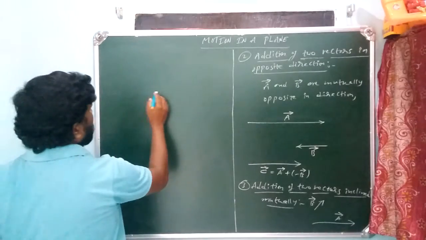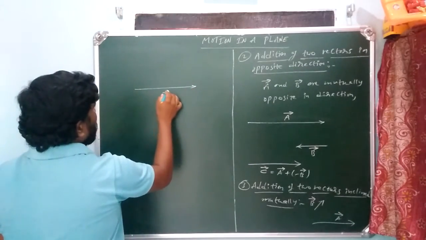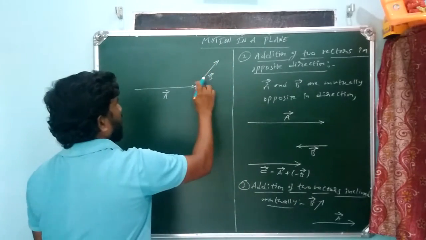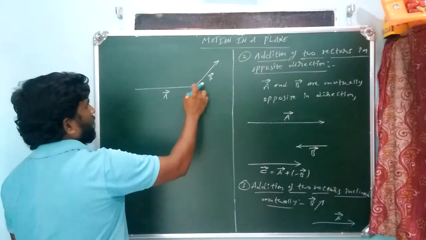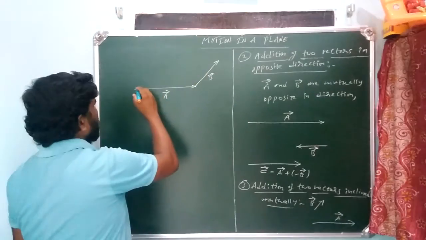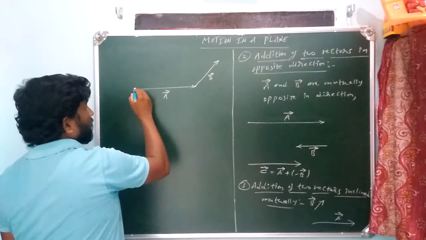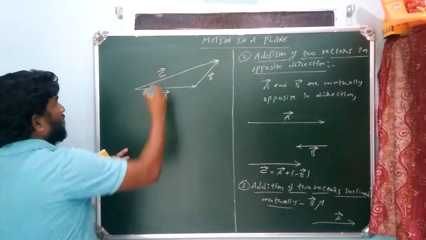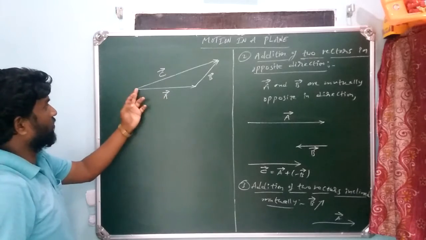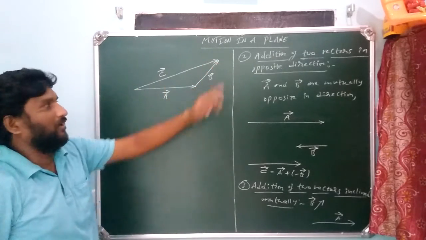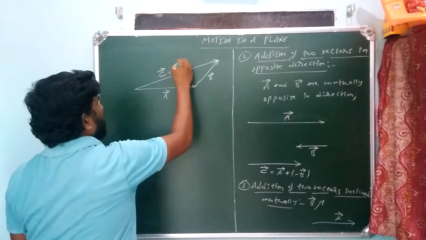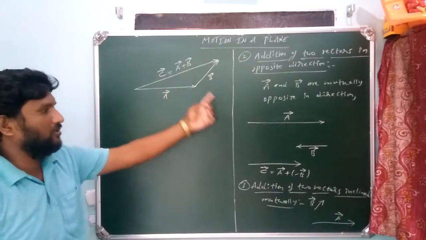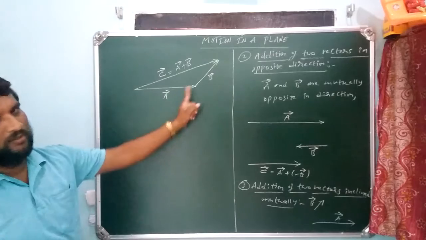Okay. Now first join the initial point of b bar to the final point of a bar. First we have to join. Then obtain the resultant. The resultant is c bar. Means by joining the initial point of a bar to the final point of b bar, then we are going to get the resultant, that is c bar equal to a bar plus b bar. Like this we are going to add the two vectors. They are inclined mutually. Okay.